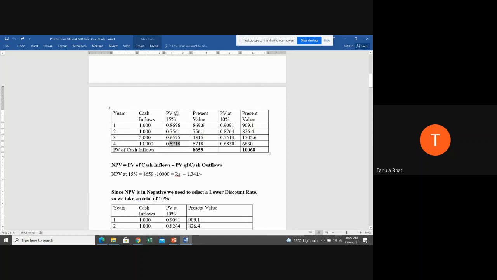Now, is my IRR 15%? For that, I need to calculate NPV. If the answer of NPV is coming 0, then yes, my IRR is 15%. If it is not coming to 0, then I have to hunt for the second rate of return. So can anyone tell me from where I'm going to pick up these factors, present value at 15%? Table number 3.